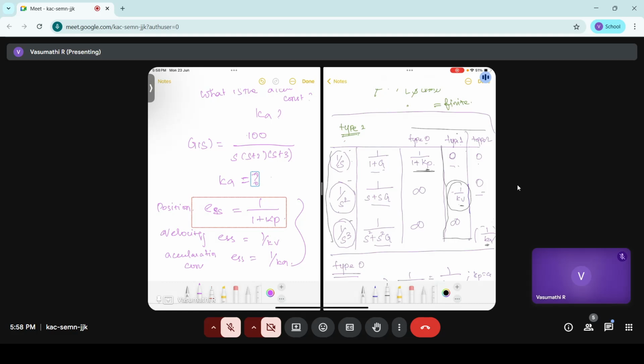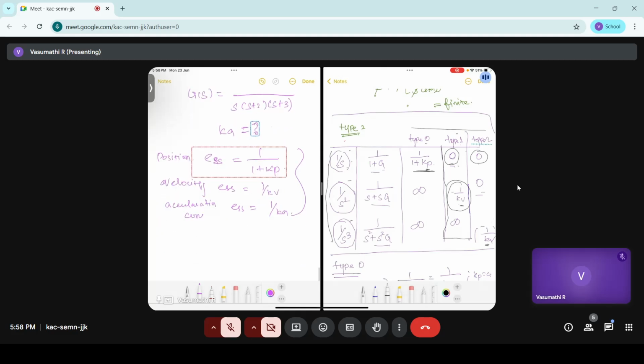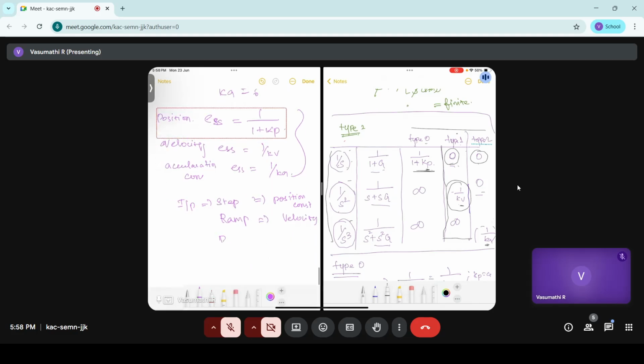For example, for a type 1 system, if the input is step, then the steady state error will be 0. For a type 2 system, if the input is step, the error will be 0. The position, velocity and acceleration constants are directly related to the input. Whenever the input is step, the output will be related to the position constant. Whenever the input is ramp, the output will be related to the velocity constant. Whenever the input is parabola, this will be acceleration.